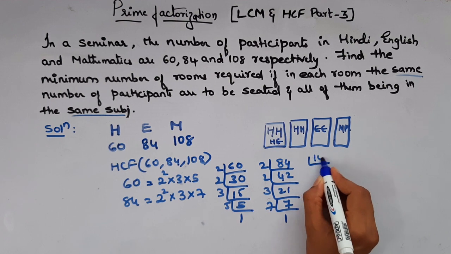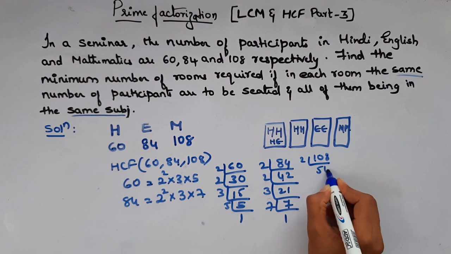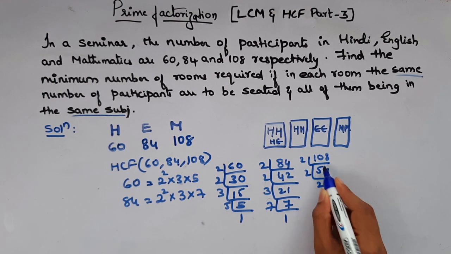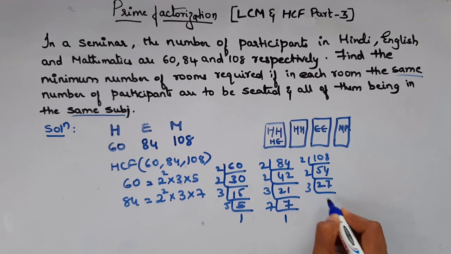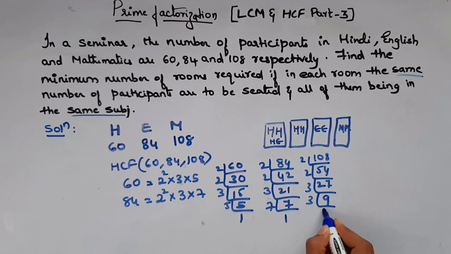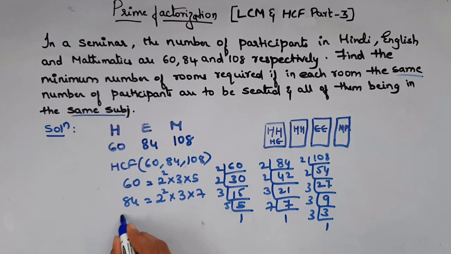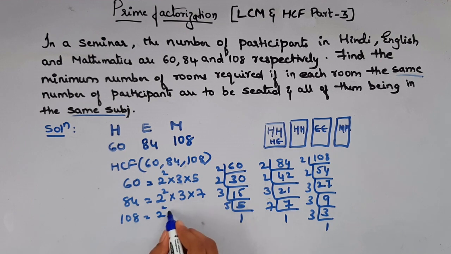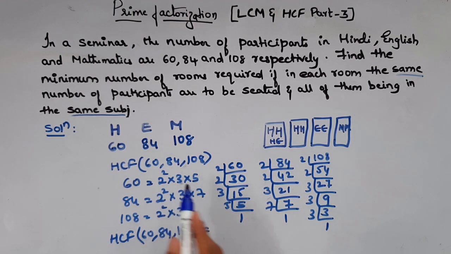So 84 can be written as 2 power 2 into 3 into 7. So now 108 can be written as 2 5s are 10, 2 4s are 8, 2 2s are 4, 1, 2 7s are 14. So 3 9s are 27, 3 3s are 9 and 3 1s are 3. So 108 can be written as 2 power 2 into 3 power 3. So the HCF of 60, 84 and 108 is the common factors, only the common factors, that is in this case 2 and 3 are common, with least power.